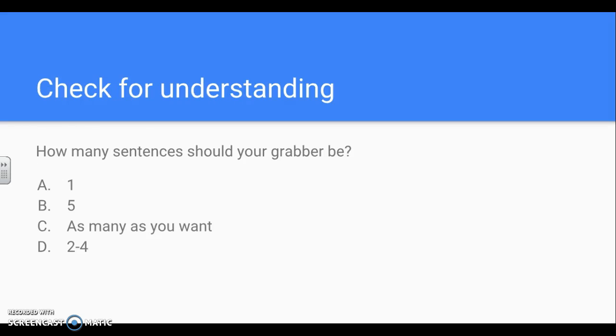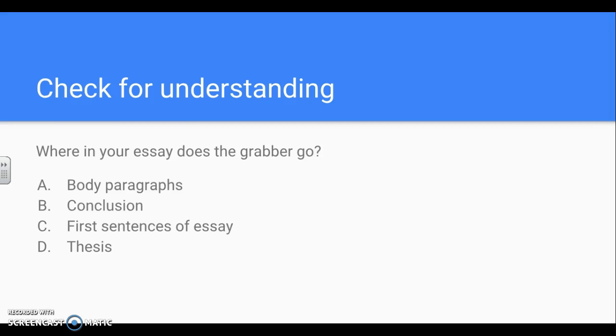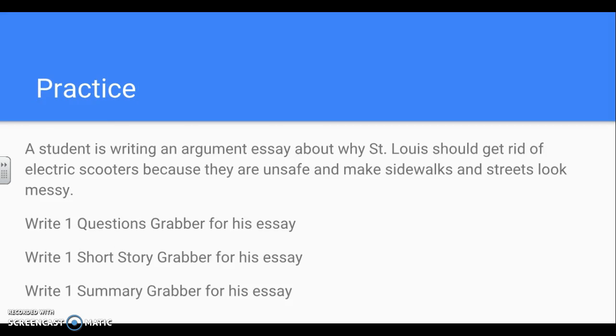So check for understanding. Make sure that you know this. How many sentences should your grabber be? Go ahead and circle the correct answer. Yeah, it's D, 2 to 4. Okay, 2 to 4 sentences. Where in your essay does the grabber go? This should be review, but of course you know the answer. It's the first sentence of your essay, right? Right off the bat, you want to grab their attention, get them interested.